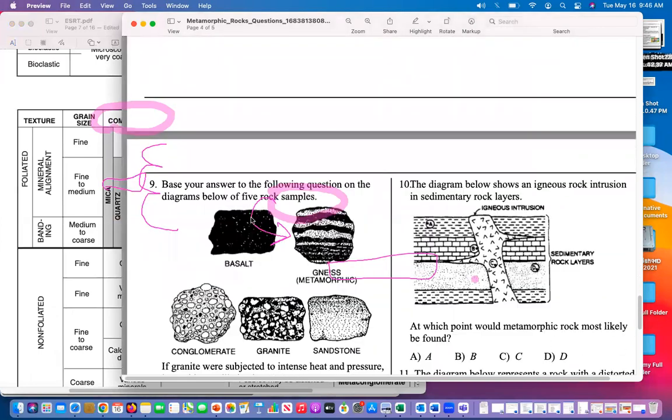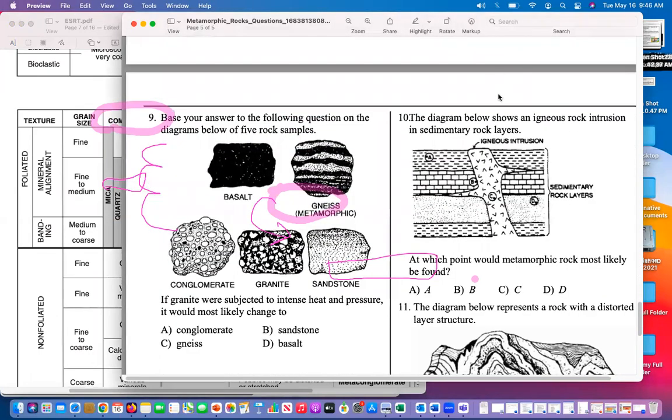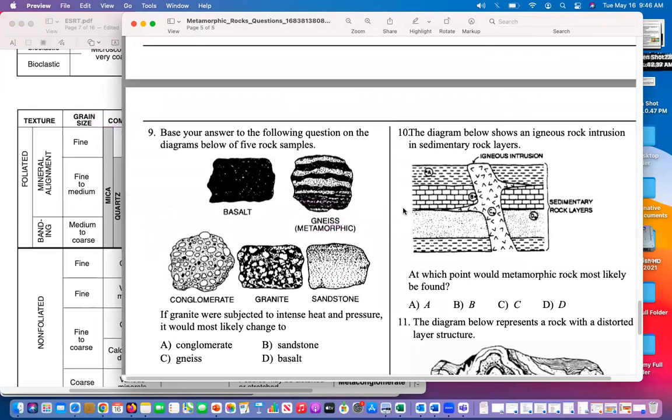Okay? Number 9, 3 more questions left. So bear with me. And remember, you can pause, you can rewind, you have the freedom to do that with the video. All right?